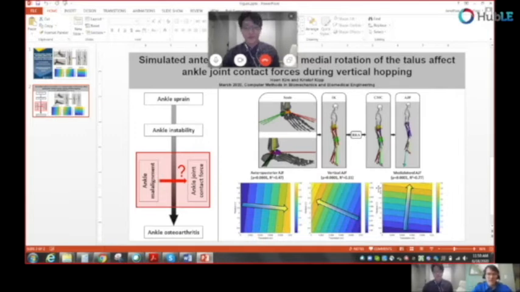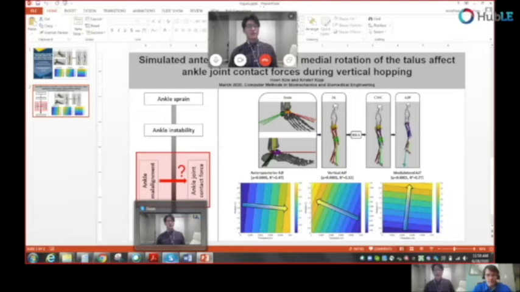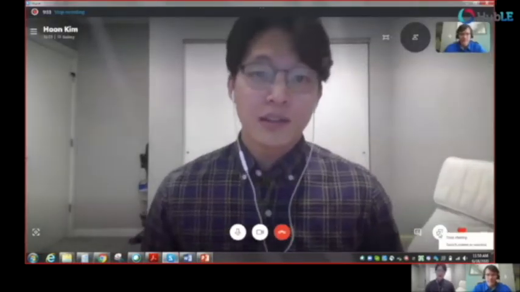So can you tell us a little bit about what these findings mean in the big picture? Yes, so we confirmed that malalignment in the ankle joint can increase risk factors of ankle osteoarthritis, such as ankle joint contact force. That means we have two clinical implications. One is that examination of talus position is important.